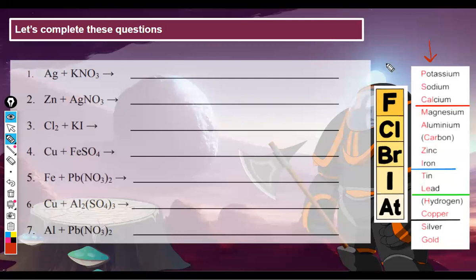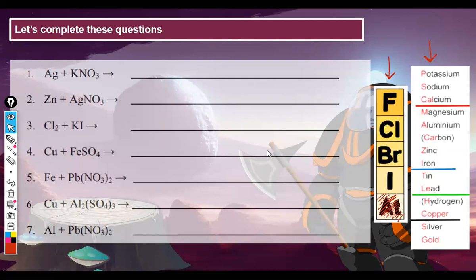And even though we were doing metals, I also mentioned the halogens. Fluorine is the most reactive halogen, and as you go down, it gets less and less what? Reactive. Well, we don't have AT on the syllabus. We only go up to iodine when it comes to the CSEC syllabus.